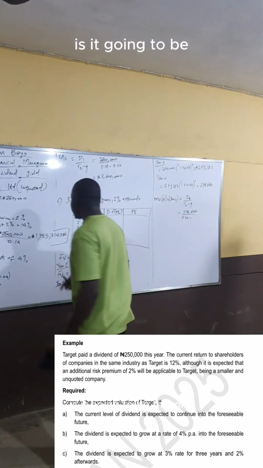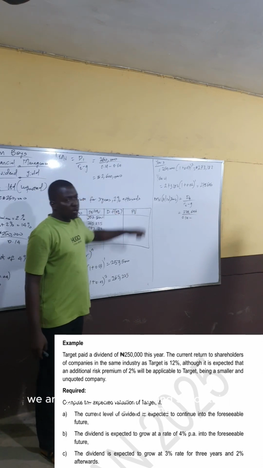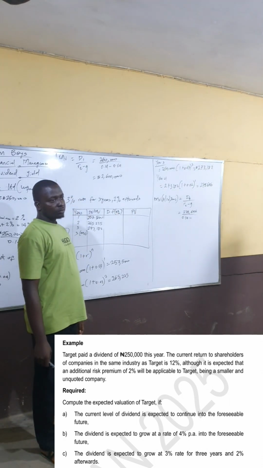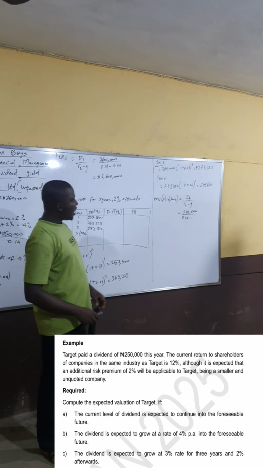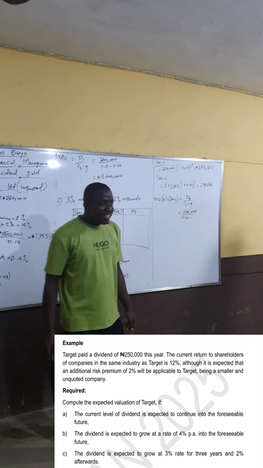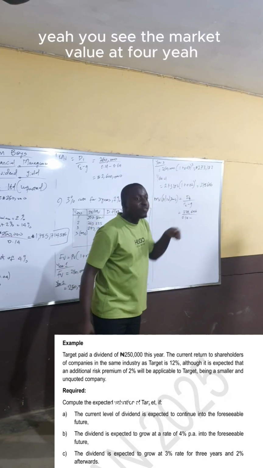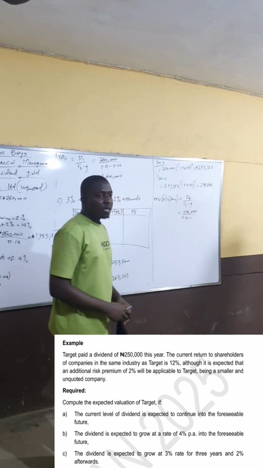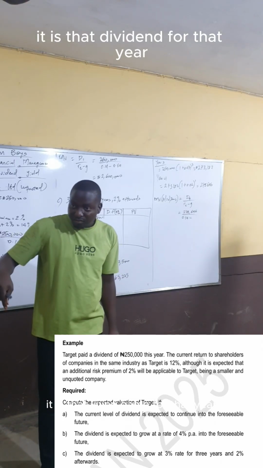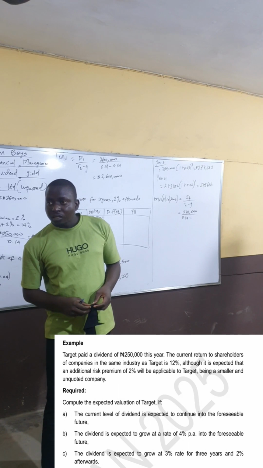Now, is it going to be this 3% or is this 2% we are going to use? Why is it 3%? And you know I told you, because it's for year 3, you see the market value at year 2, and you see the market value at year 4. Remember when we were doing some examples? It is that dividend for that year. We are going to have a growth of 4%.